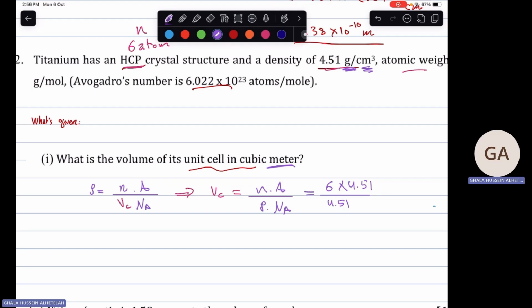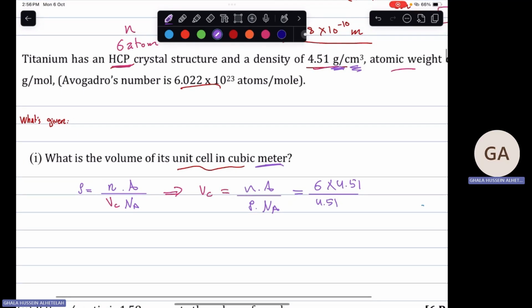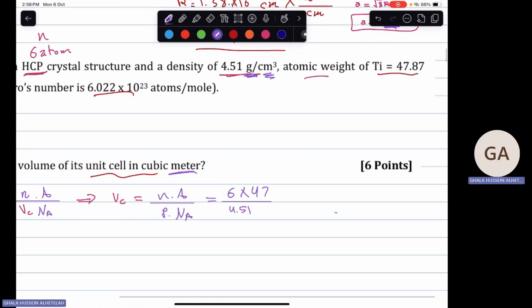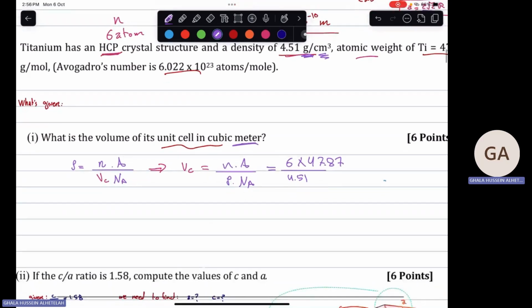4.51. Okay, sorry, here the atomic weight we have is 74.87. Okay, multiplying by Avogadro's number, which is 6.022 times 10 to the power 23.